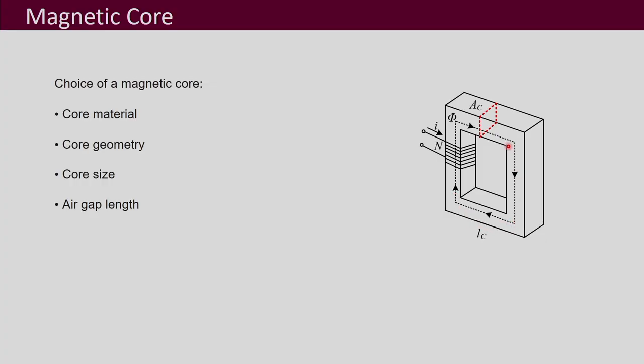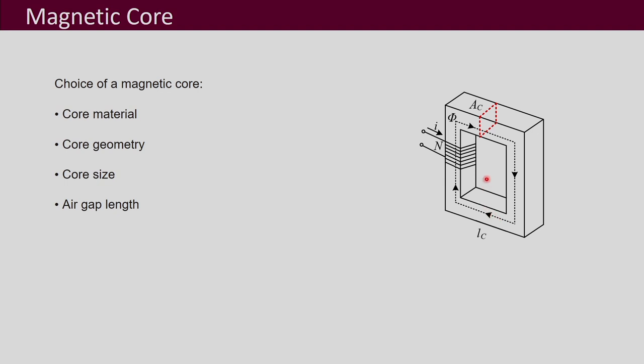Before this lecture, whenever I have done any derivation or given you any explanation related to magnetic cores, I have shown you this diagram of a square magnetic core which can be wound to make the inductor or transformer. But this is just for your explanation purpose.